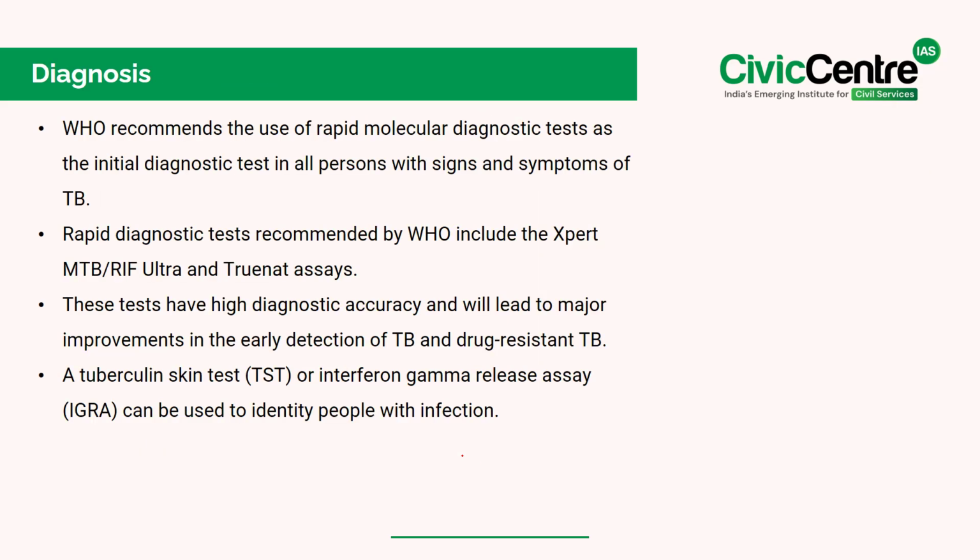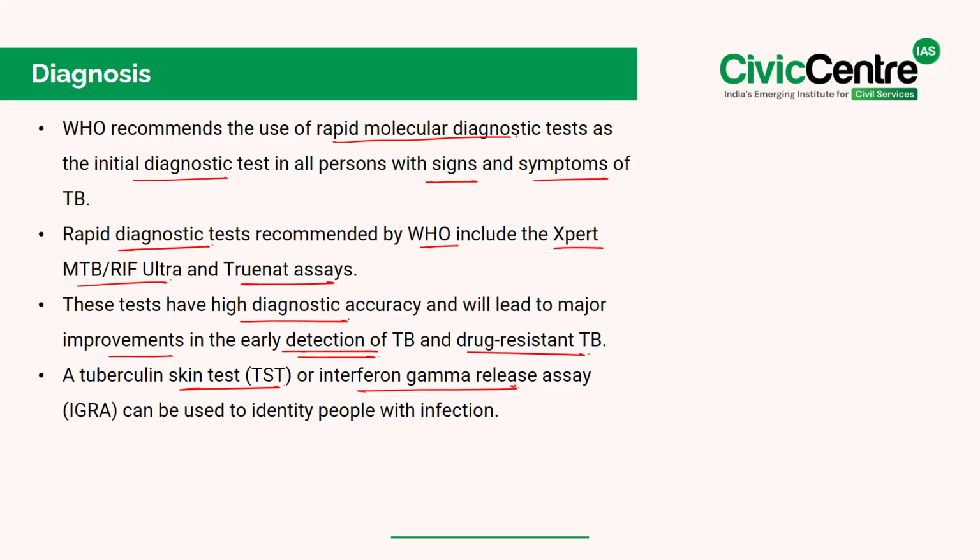Now, moving on to talk about diagnosis. See, WHO recommends the use of rapid molecular diagnostic tests as the initial diagnostic test in all persons with signs and symptoms of TB. Then the rapid diagnostic tests recommended by WHO include Xpert MTB/RIF Ultra and TrueNat assays. Then these tests have high diagnostic accuracy and will lead to major developments in the early detection of TB and drug-resistant TB.